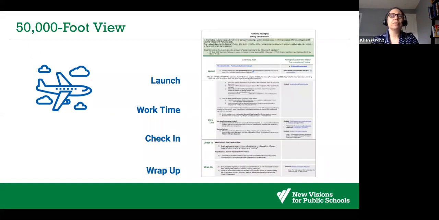going to vary. So this Mystery Pathogen plan starts with a launch, followed by some work time, check-in, and wrap up. That's how all of our materials are structured at this point for science, so that it's fairly straightforward and hopefully pretty easy for kids to navigate and for teachers too.